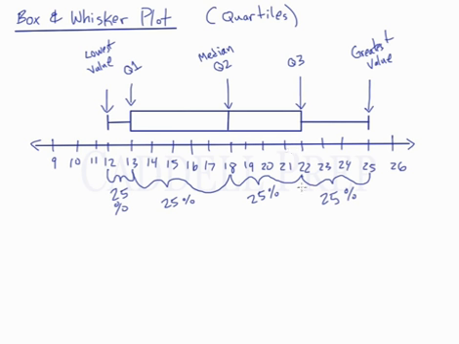So the number 22 is greater than 75% of all the numbers, for example. So 75% of them fall between 12 and 22. So 22, the third quartile, will be greater than 75% of the numbers. And of course, what's left is 25%. So 25% of the numbers are greater than 22, the third quartile.